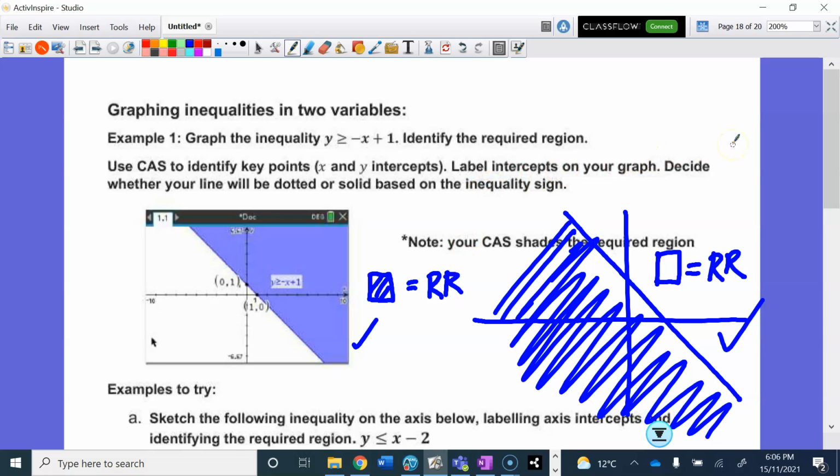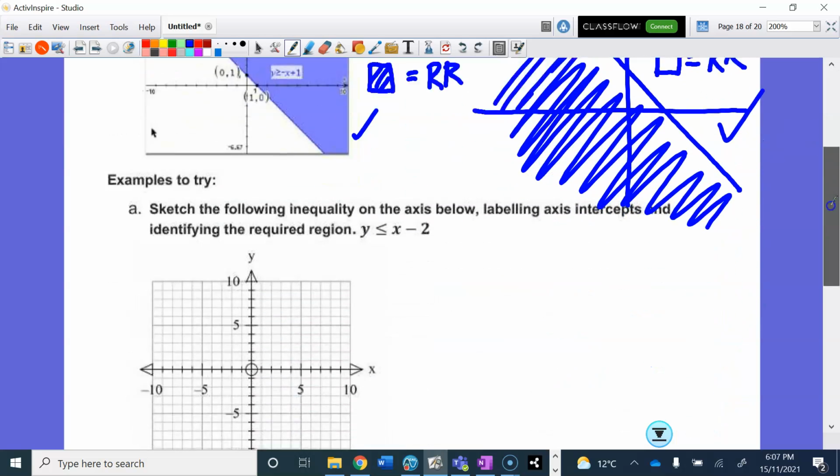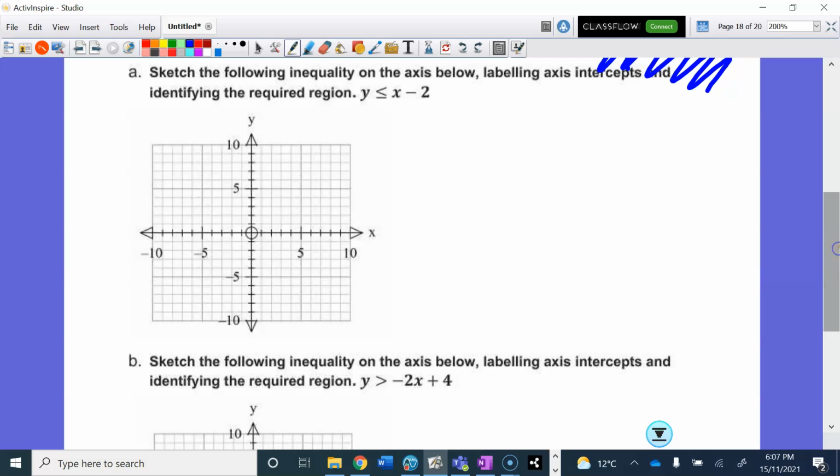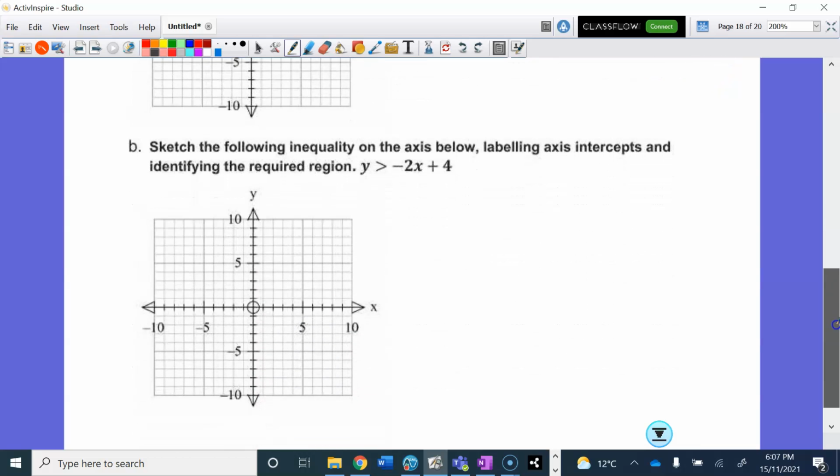If you're shading the required region, tell me that the shaded bit is the required region. If you're leaving the required region white, tell me that the white bit's the required region. Because without the key, both of the answers are going to be wrong. You don't get marks if you don't actually tell me which bit's which. Okay, so when you're doing these questions, I think the first one's quite easy. Even the second one is quite easy.